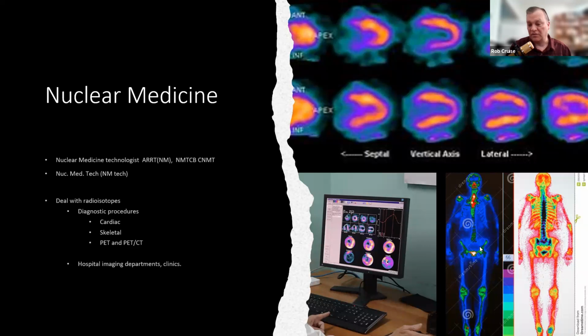This is a study of the bones. You can see the highlighted areas here. So there's a lot of useful information that you can get. You also can have what's called a PET scanner. So that's the positron emission tomography. So that's PET. And then some of them will be PET plus a CT scan.